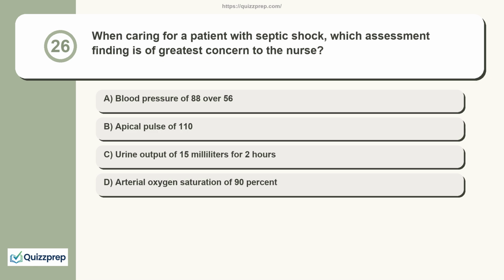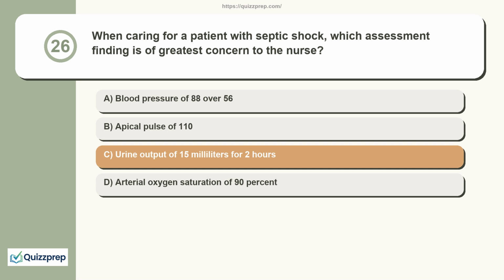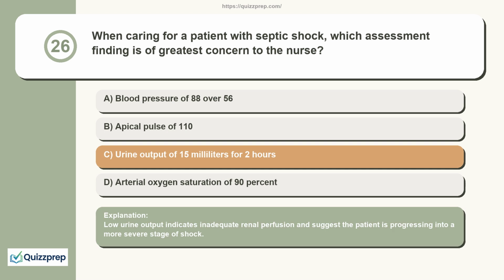Question 26. When caring for a patient with septic shock, which assessment finding is of greatest concern to the nurse? Blood pressure of 88/56, apical pulse of 110, urine output of 15 milliliters for 2 hours, arterial oxygen saturation of 90%. Low urine output indicates inadequate renal perfusion and suggests the patient is progressing into a more severe stage of shock.